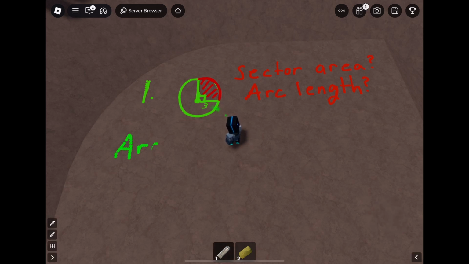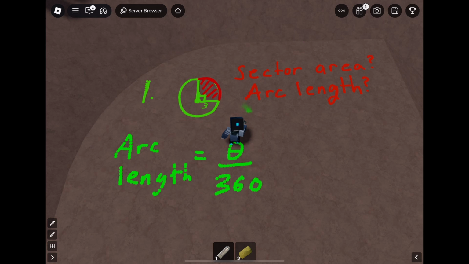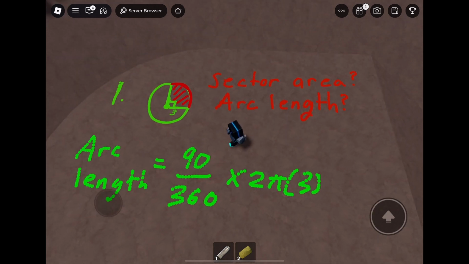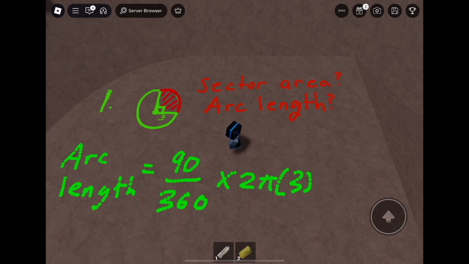The formula for arc length is just theta over 360, because I'm going to use degrees, times the circumference, which is 2 pi r. And we know what theta and r are, so we can just substitute those values in and solve for the arc length. So theta is just 90, and r is just 3. And now we can just simplify this expression.